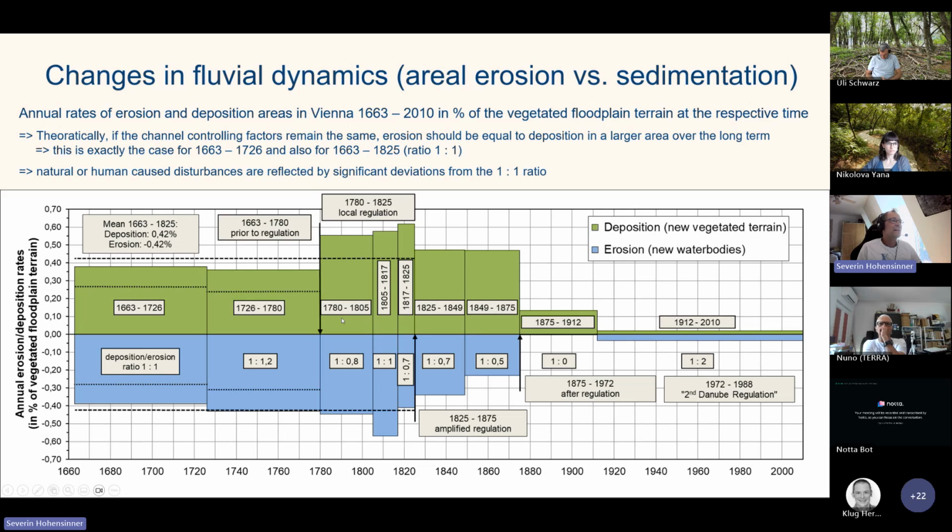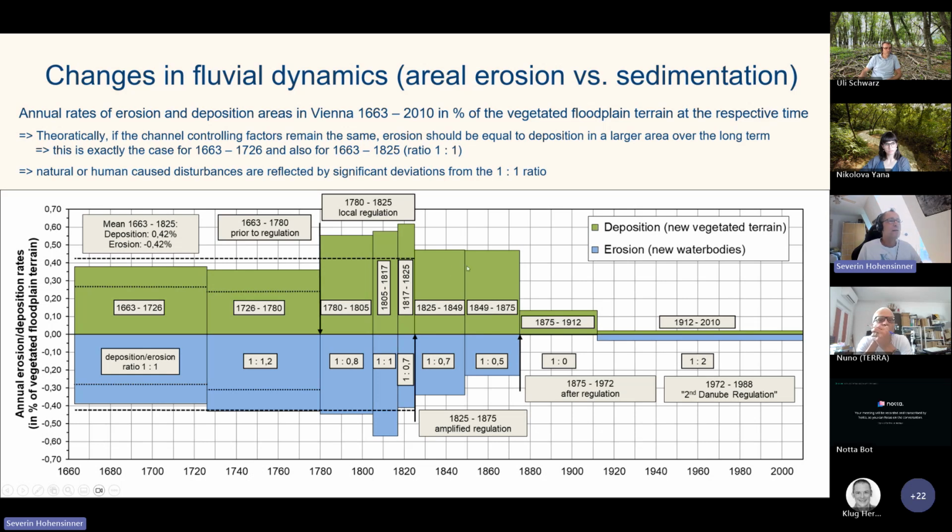Then the ratio changed. There was more erosion because of the climate deterioration, and then was the start of local regulation measures in Vienna that disturbed the fluid dynamics. But we see here, nevertheless, the dashed line shows the mean values between 1663 and 1825, and deposition was 0.42% of the floodplain terrain, and the erosion was exactly the same. But you see with the amplified regulation, these values changed.